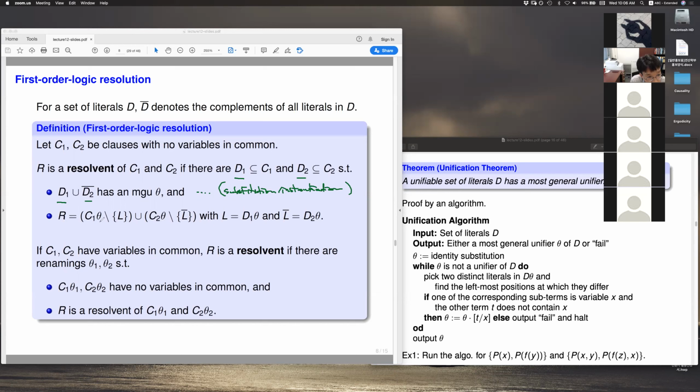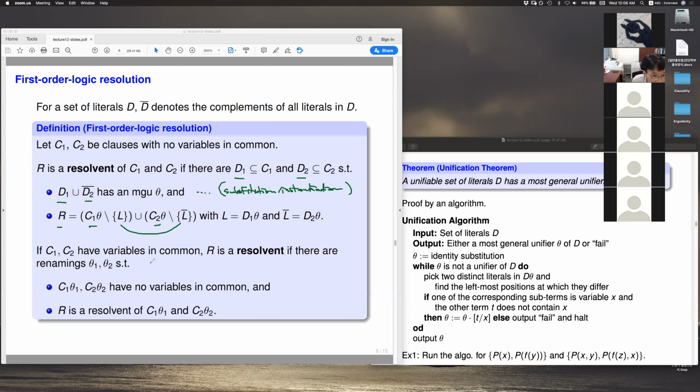So after we first apply the substitution that we computed in the first step, we get rid of the corresponding canceling literals, then take the union. So that's what's going to give us a new resolvent in the first order logic resolution.